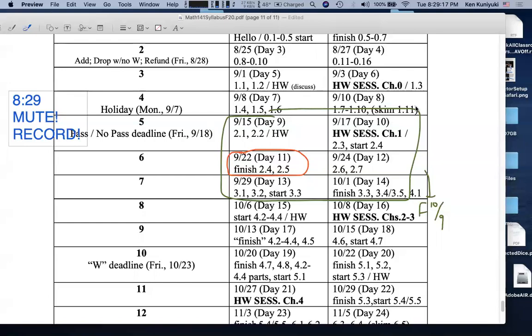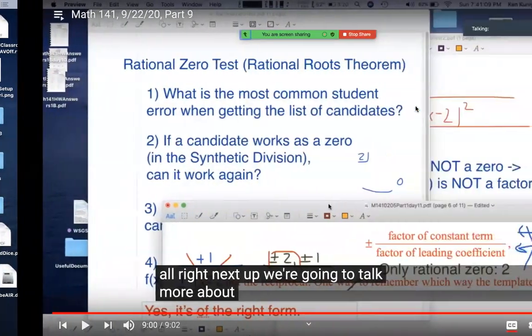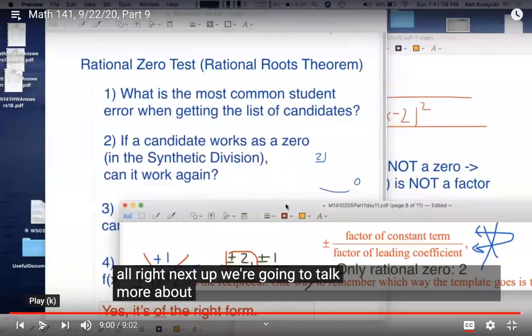Okay, so we're gonna start up again. All right, factoring. More on factoring.